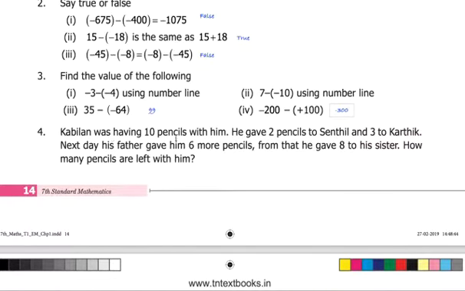Kabilan was having 10 pencils with him. He gave 2 pencils to Sendil and 3 to Karthik. Next day his father gave him 6 more pencils. From that he gave 8 to his sister. How many pencils are left with him?